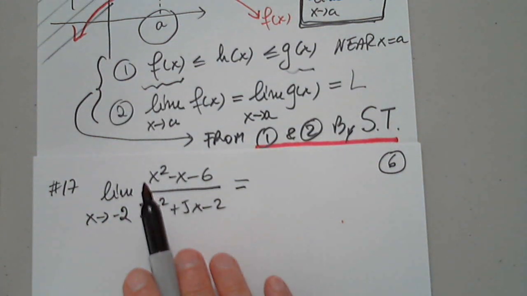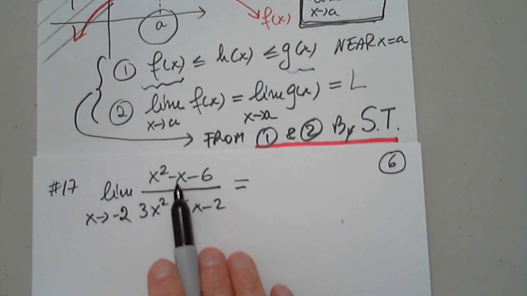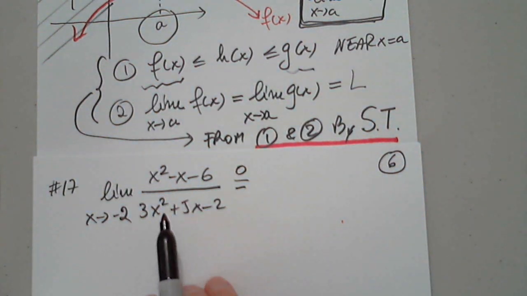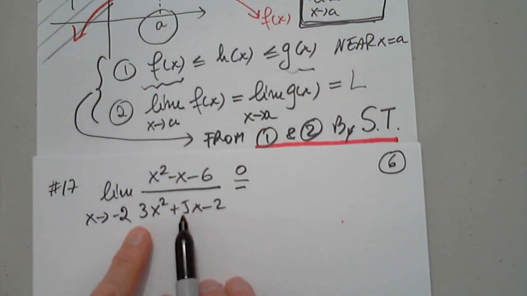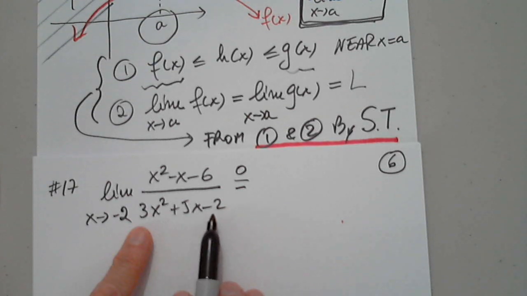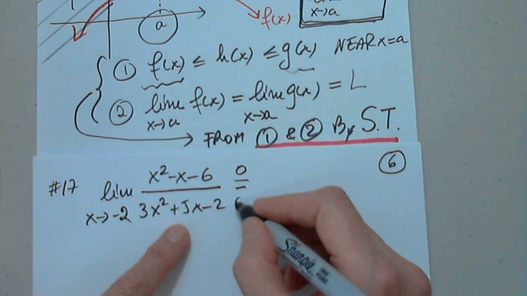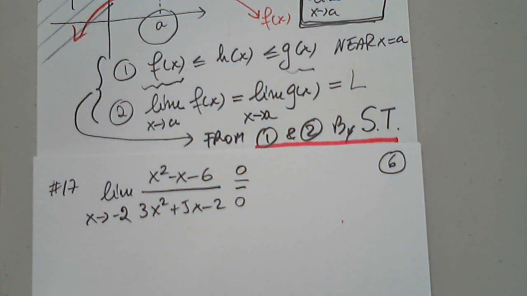I'm plugging in also. So I have 4 plus 2 is 6. 6 minus 6, I got 0. Correct me if I'm wrong. So this is 12. Minus 2 is 10. And minus 10 is 0. Let me know if you got 0 over 0. It's indeterminate and undefined.